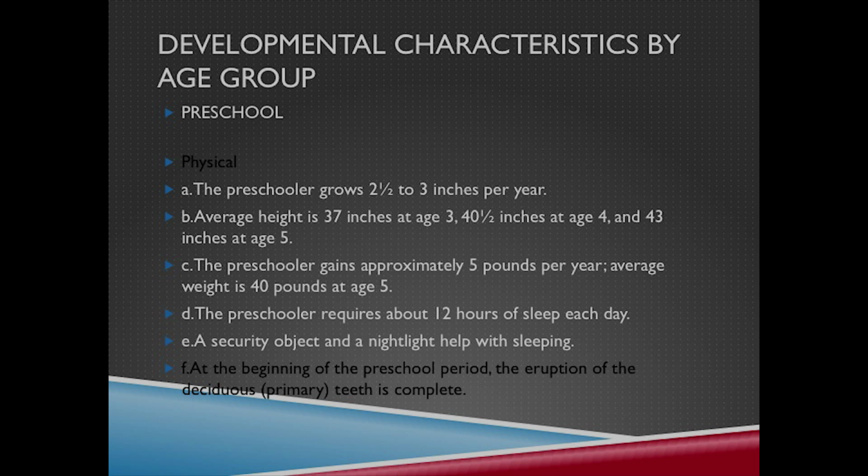As far as developmental characteristics for preschool age kids, the preschooler grows about 2.5 to 3 inches per year. Their average height is 37 inches at age 3, around 40 for age 4, and 43 inches at age 5. As you can see, their growth in height slows down the older that they get.